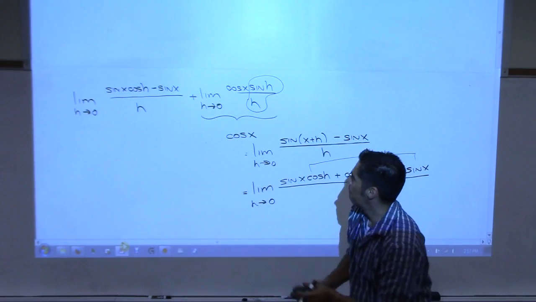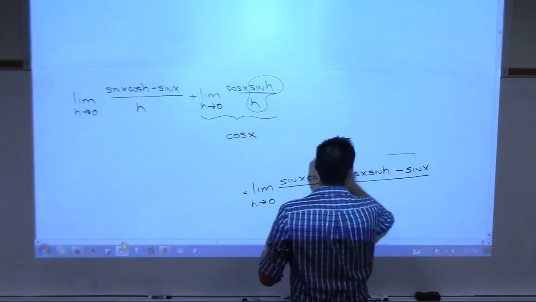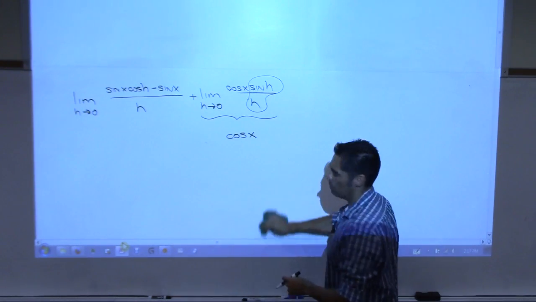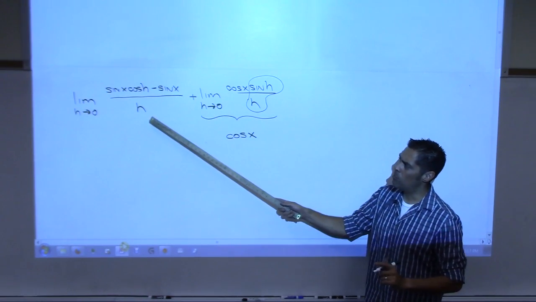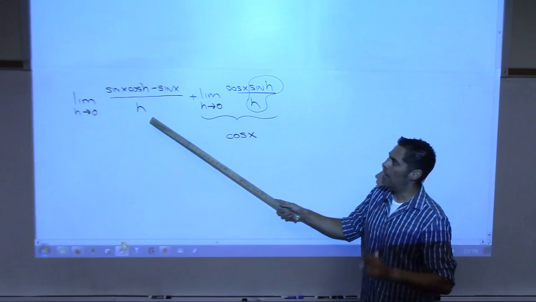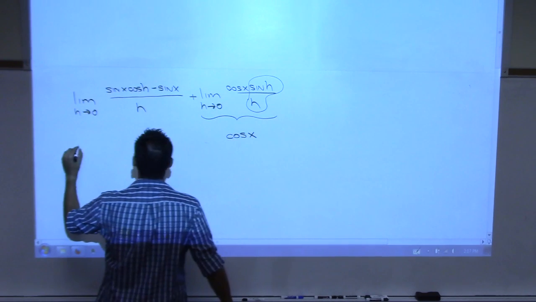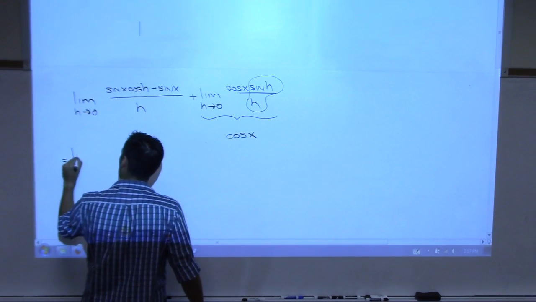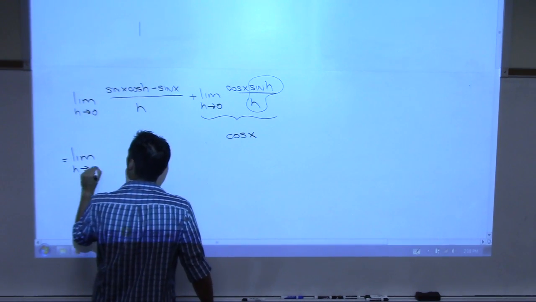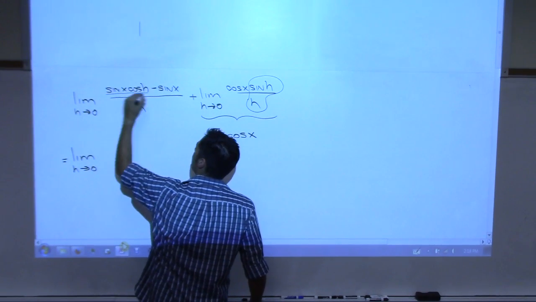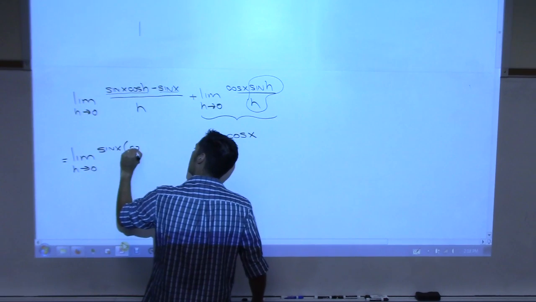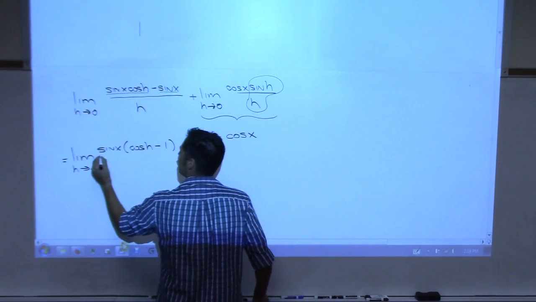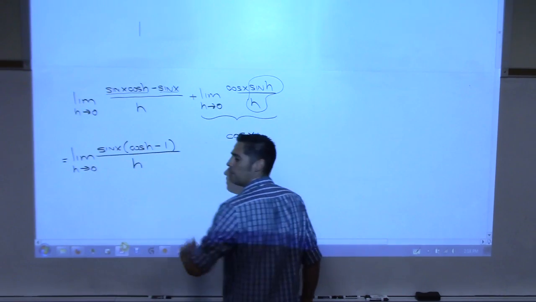That one becomes 0. Why is that one 0? Because cosine h over h is 1, and then times sine x. Careful, careful. Cosine h over h is not going to be 1. So let me do one more thing here. This is equal to the limit as h goes to 0. These two terms both have a sine x, so I'm going to factor out sine x and get cosine h minus 1 on top, over h.